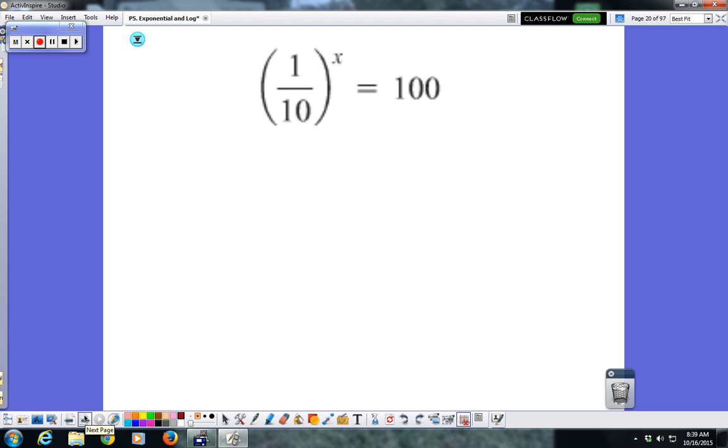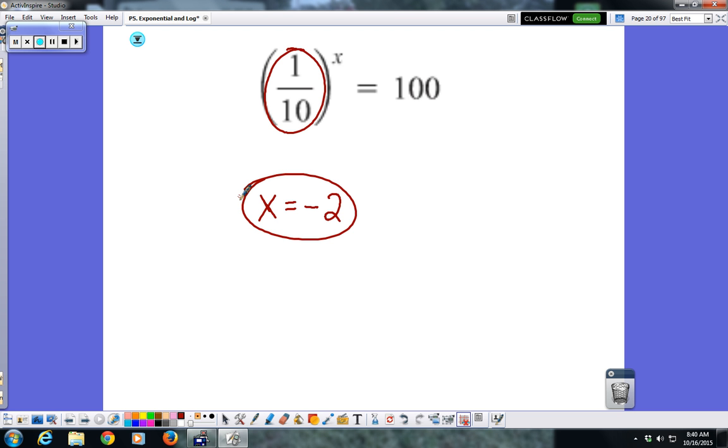1/10 to the x power is 100. If we raise 1/10 to the positive 1, positive 2, positive 3, we're going to get smaller and smaller fractions. So the first thing that's obvious to me is that x would have to be a negative number. When you make x a negative number, it takes this and flips it over. So it's now 10 to what power? And we know 10 to the second power is 100, so x must be negative 2.